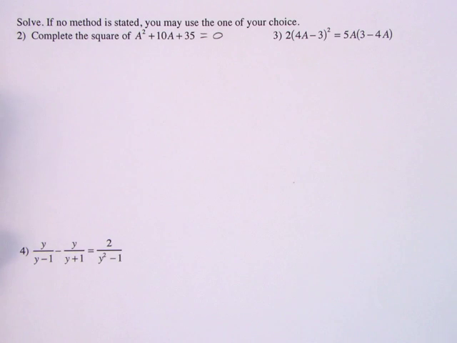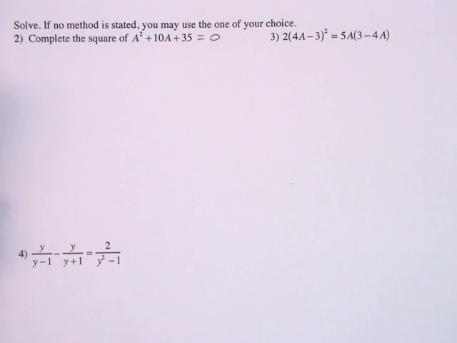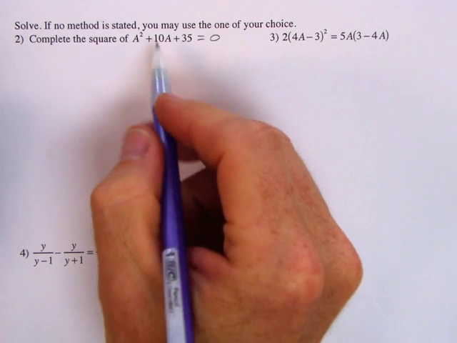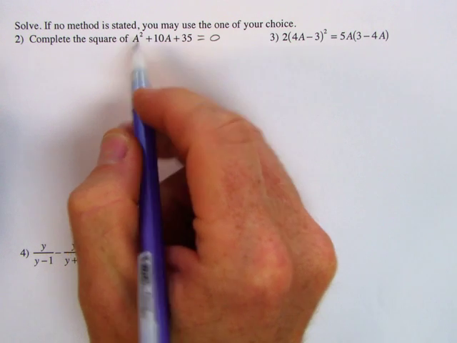Solve. If no method is stated, you may use the one of your choice. The first one tells us we need to do completing the square. So how did we do it on the previous page?